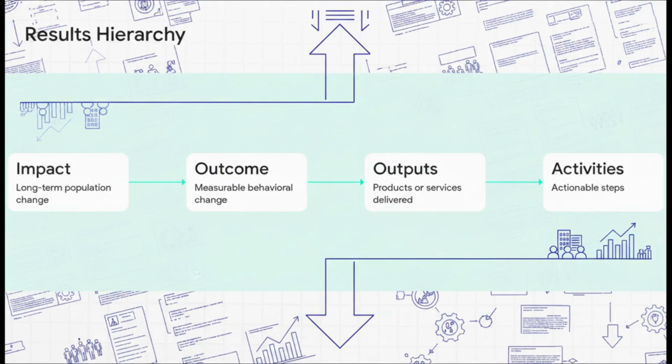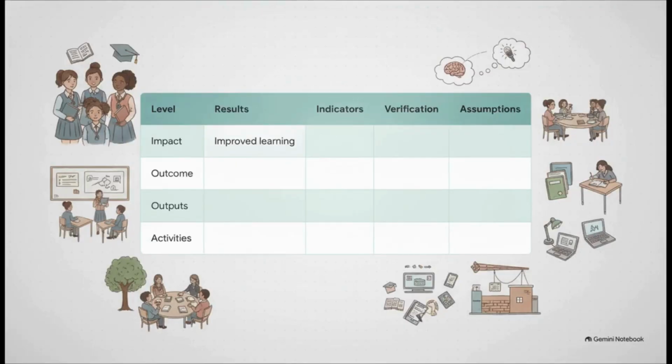We always start by establishing our results hierarchy. We do this using a downward progression, or what's sometimes called backward mapping. You see, we don't start with what we want to do. Actually, scratch that. We start with what we want to change. So we start way up at the impact. Then we drill down to the outcome, down to the outputs, and finally all the way down to the daily activities. To make this super concrete, let's ground it in a continuous case study.